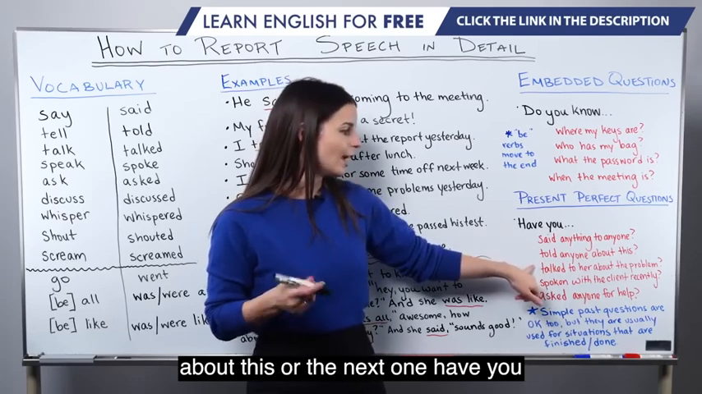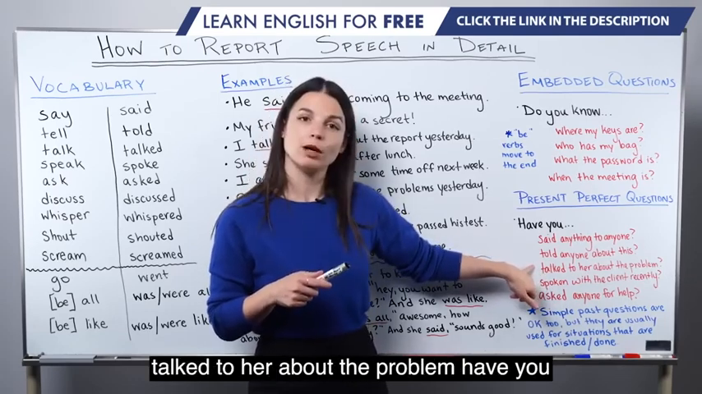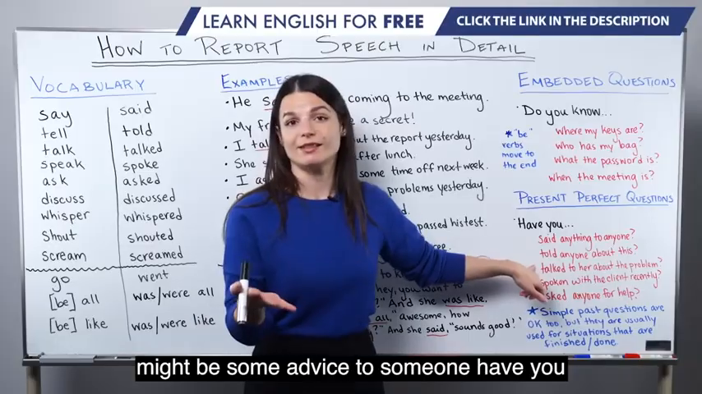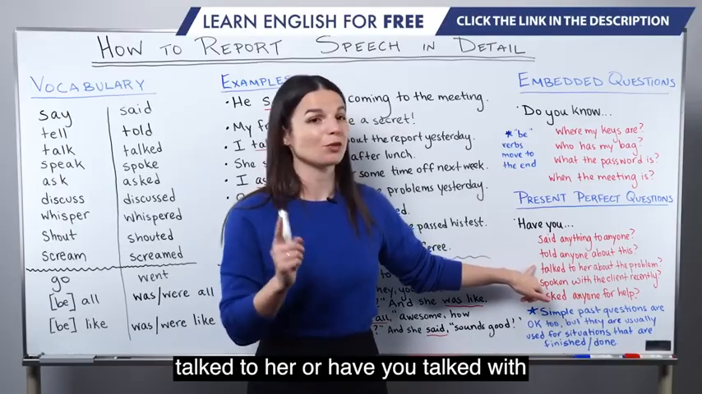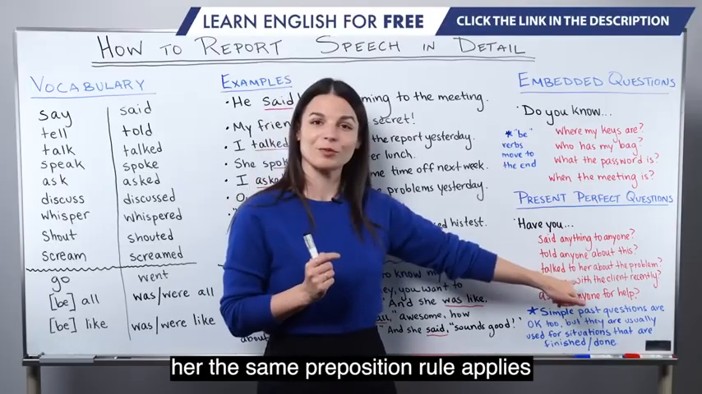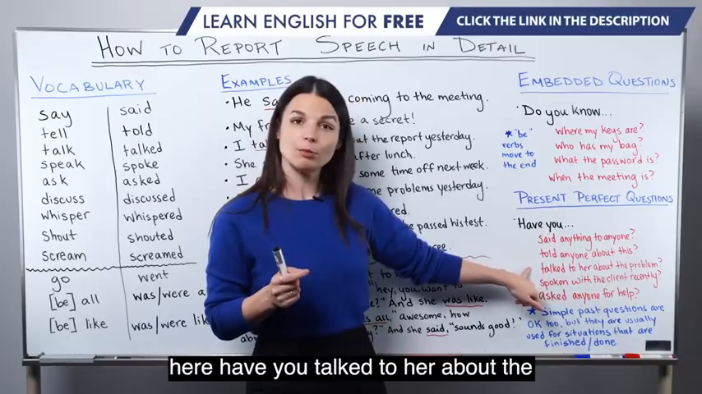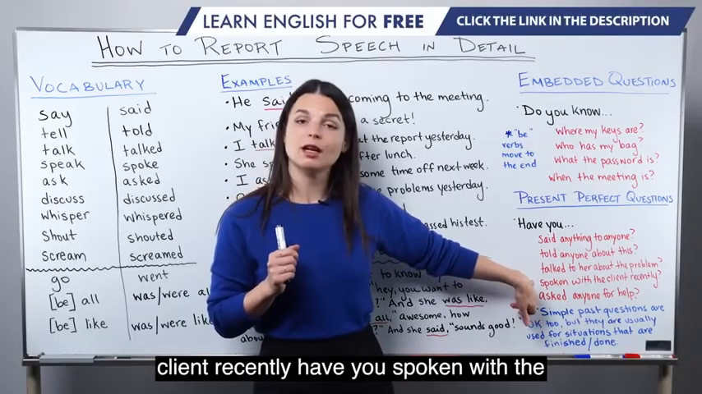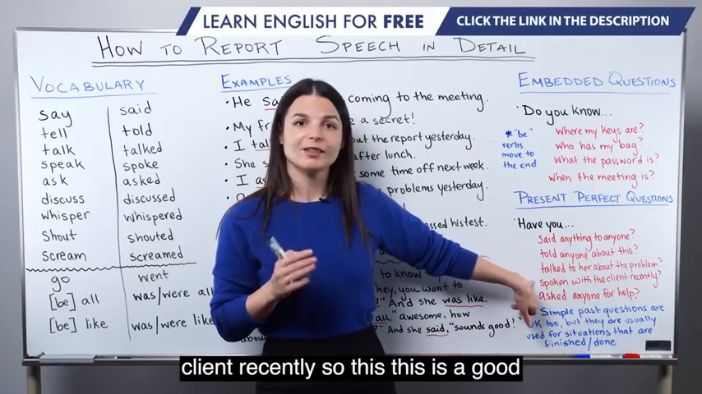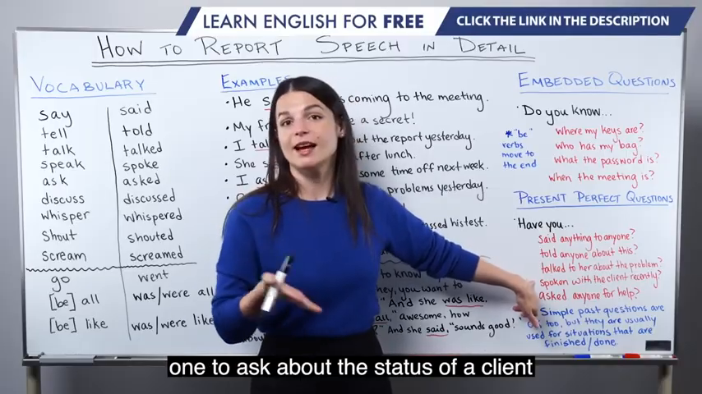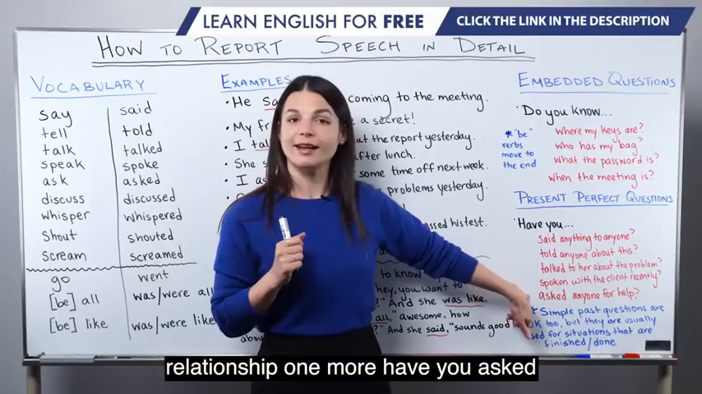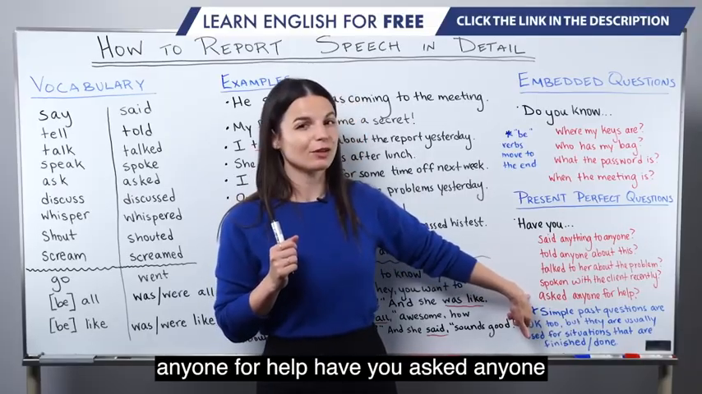Or the next one, have you talked to her about the problem? So this might be some advice to someone. Have you talked to her or have you talked with her? The same preposition rule applies here. Or have you spoken with the client recently? So this is a good one to ask about the status of a client relationship. One more. Have you asked anyone for help?